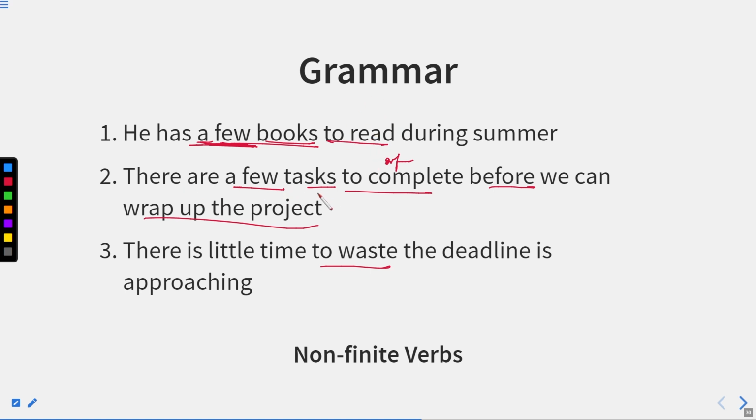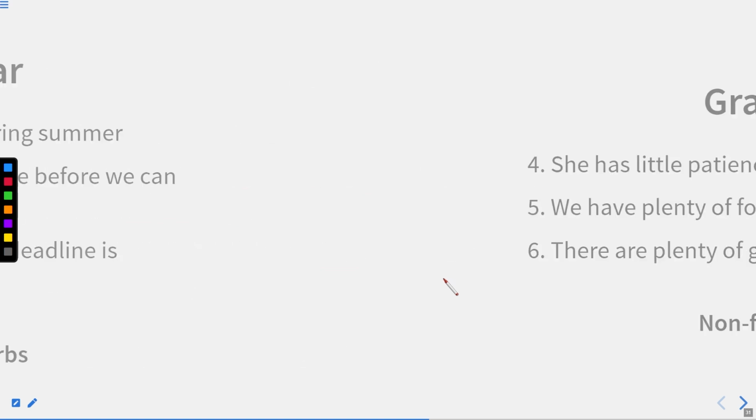There are a few tasks to complete. This is also showing completeness, that it has to be done. So this is again the purpose, the reason. There is little time to waste. So we have almost nothing. Little time means there is no time to waste. Now let us move to the next one.